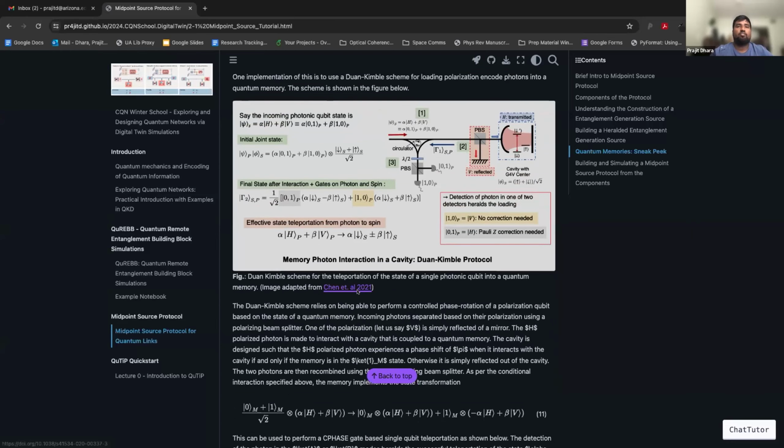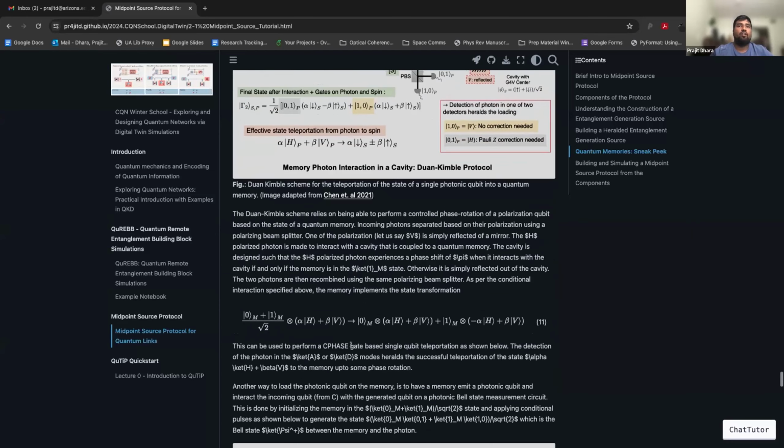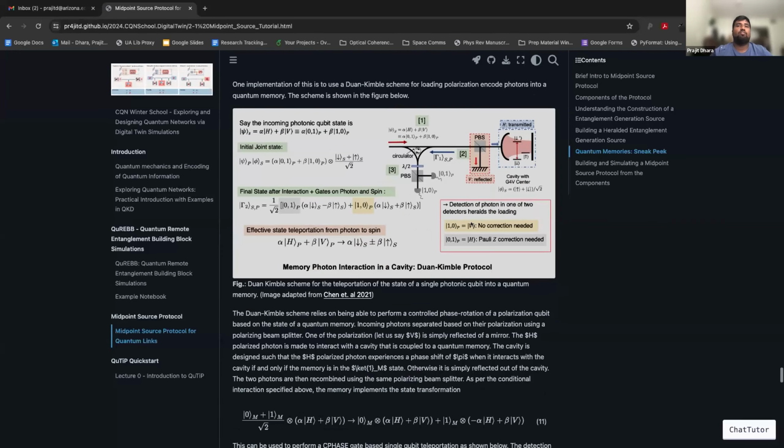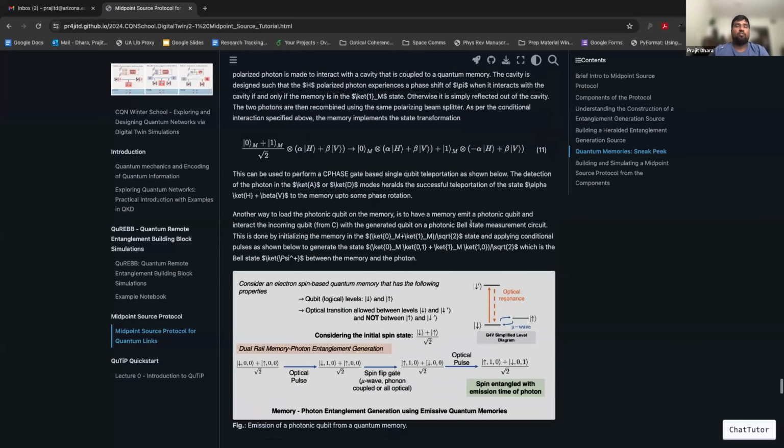You can take a look at this really nice paper from 2021, where they worked out the detailed math with respect to the ideal interaction, the interaction with non-idealities, and other detrimental parameters that can arise in realistic systems that implement this. The other way to do this is to have an indirect loading of the photonic qubit coming to Alice and Bob, by simply having the memories emit a photon, and then I do a Bell state measurement at both endpoints.